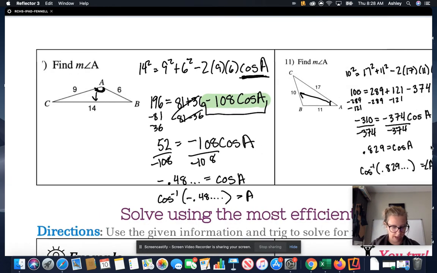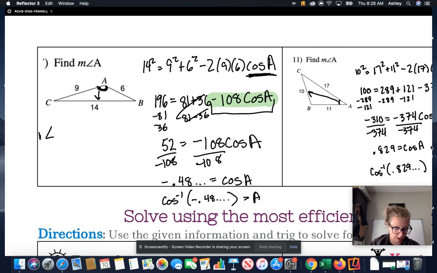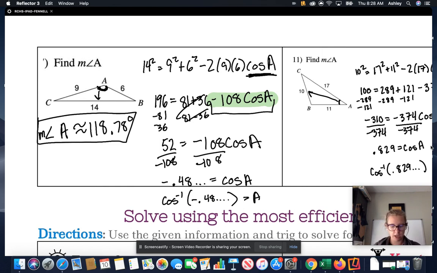So this was A, right? So the measure of angle A is approximately 118.78 degrees. Okay, now let's ask ourselves if that answer makes sense. Angle A should be our biggest angle because it's opposite our longest side. So it makes sense that it would have an obtuse angle. That's looking pretty good to me.